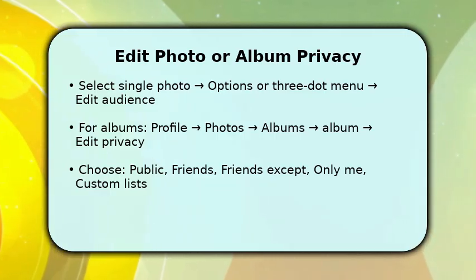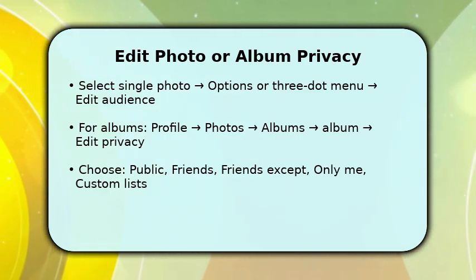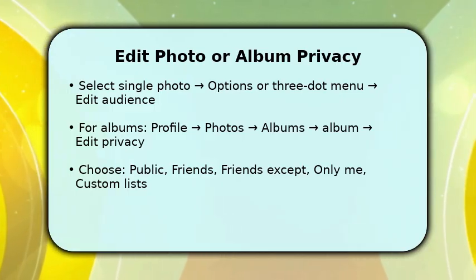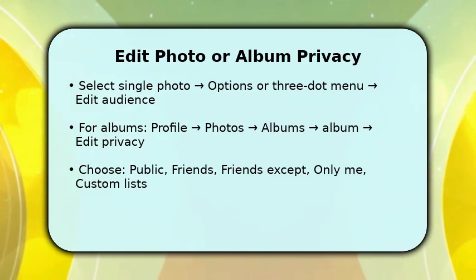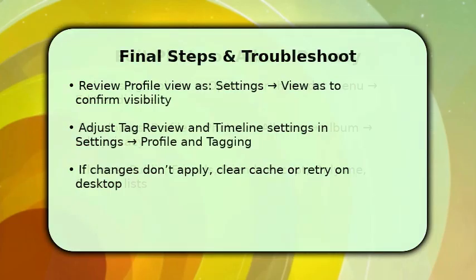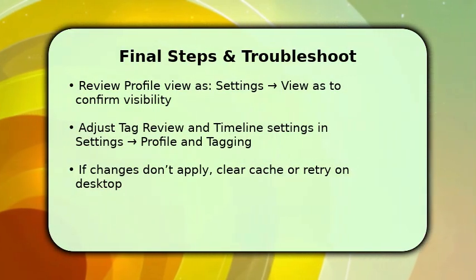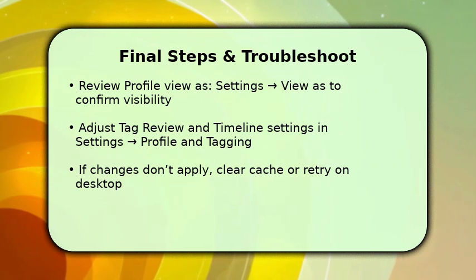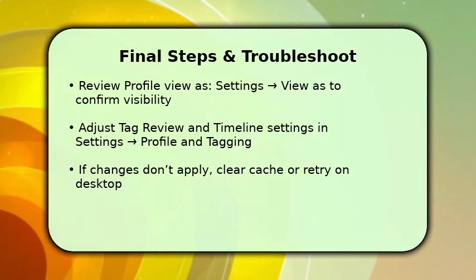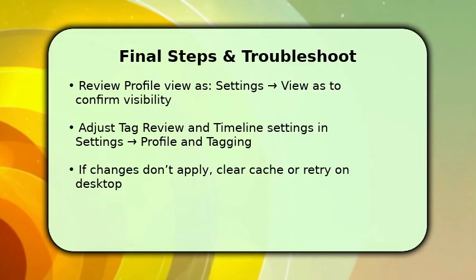Make sure to review custom lists if you want targeted visibility. Also check tagged photos via the Photos of You tab. Finish by verifying your changes. Use View As from your profile to confirm what the public or a specific friend sees. Then review tag review and timeline settings so tagged images don't appear without approval.